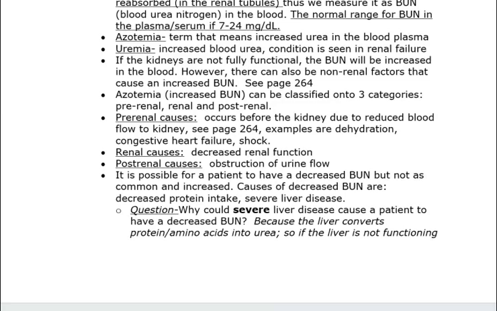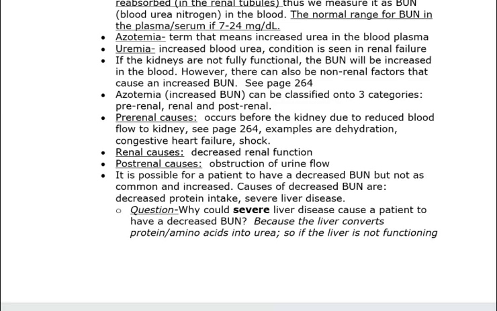Azotemia, or increased BUN, can be classified into three categories: pre-renal, renal, and post-renal. There's a nice chart in your textbook on page 264 in box 11-3 if you would like to look at these different causes. Pre-renal causes occur before the kidney due to reduced blood flow in the kidney. Examples are dehydration, congestive heart failure, and shock. Renal causes include decreased renal function. Post-renal causes include obstruction of urine flow due to one problem or another.